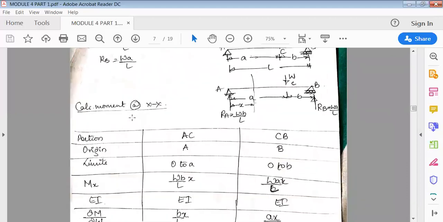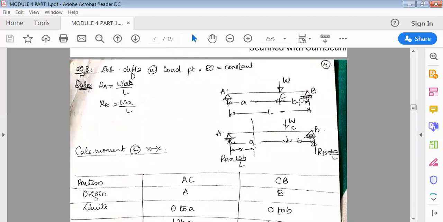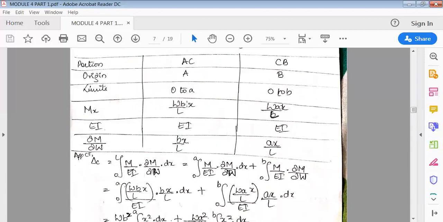Okay, next, moment in AC. If I cut the section here, I'll see only the left side. Left side has only one load. So what is the moment? It is WB/L into x, that is WBx/L. Load into perpendicular distance.